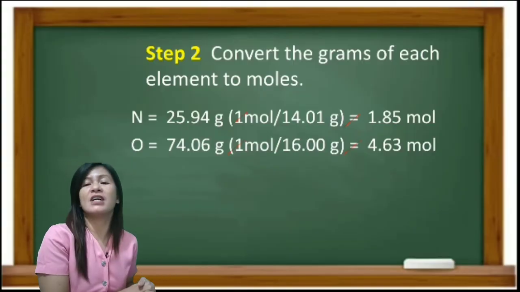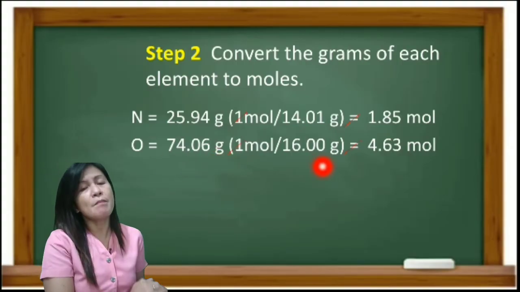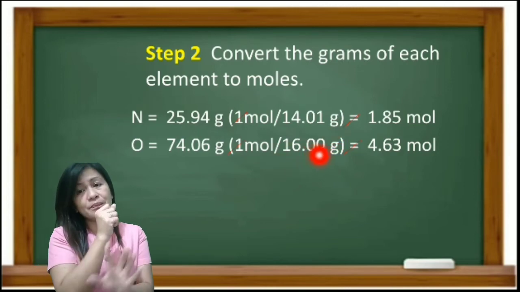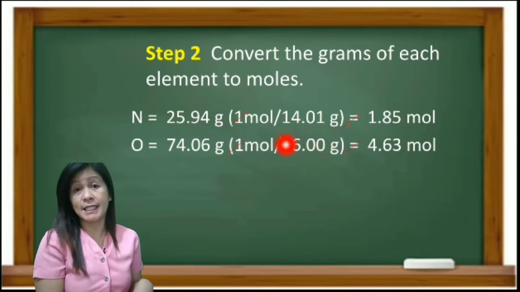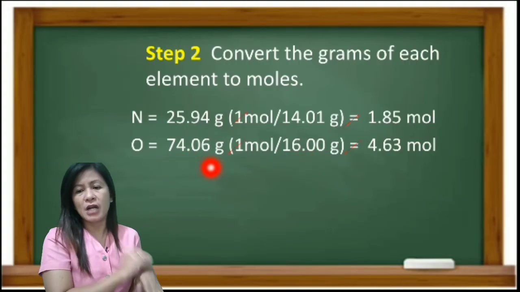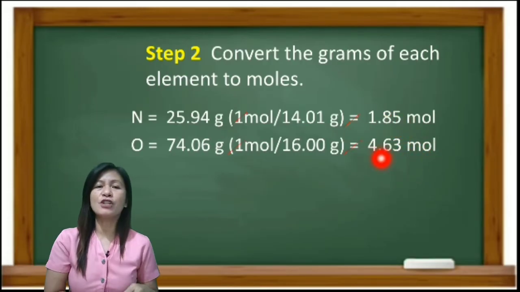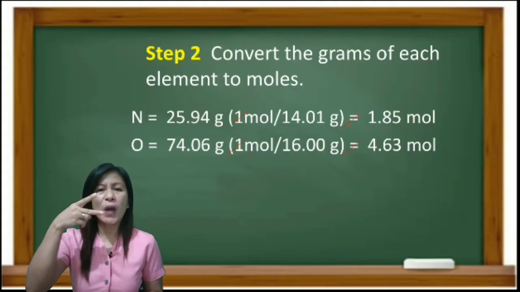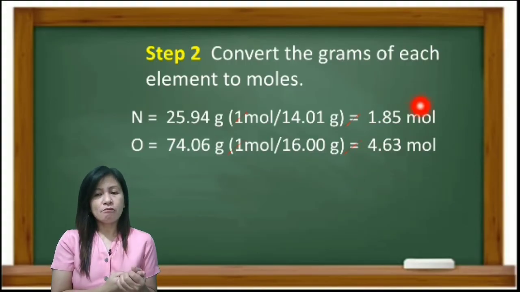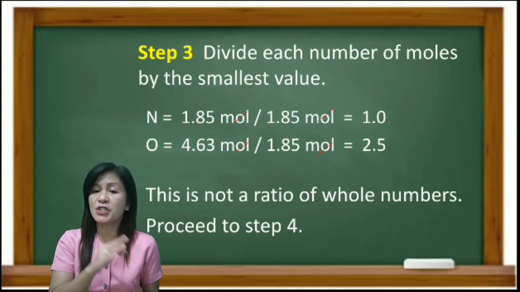For oxygen, the given mass is 74.06 grams. You divide that by the molar mass of oxygen from the periodic table, 16.00 grams. Dividing those, you will get the number of moles, 4.63 mole for oxygen. Now that you have converted gram to mole, you choose between the two numbers of moles the smaller. The smaller is 1.85 mole. So to do step 3, you divide both numbers of mole by the smallest number of mole, which is 1.85.